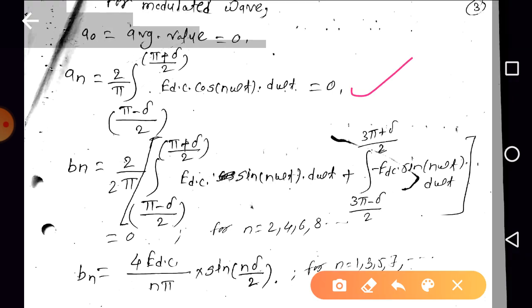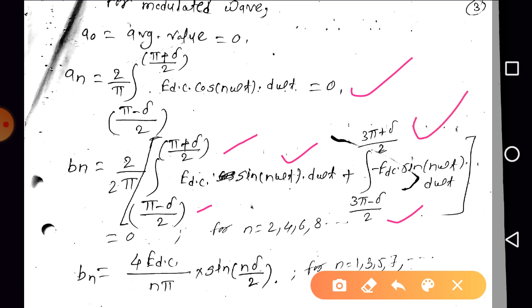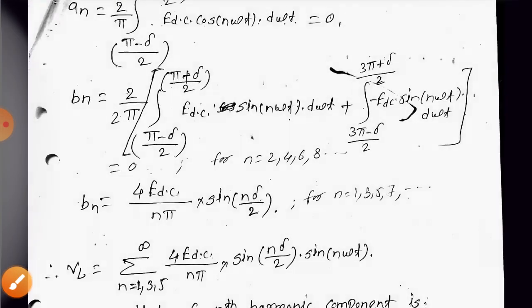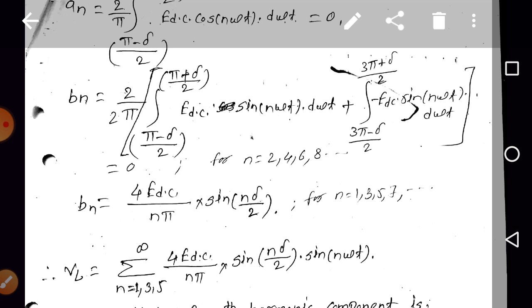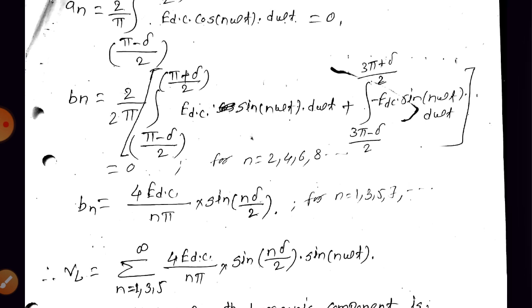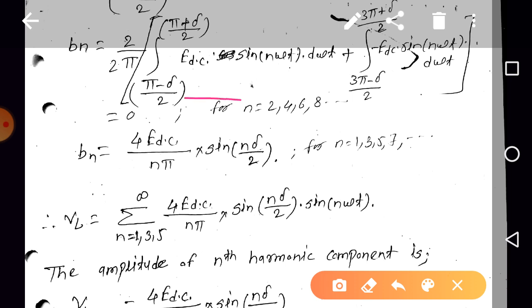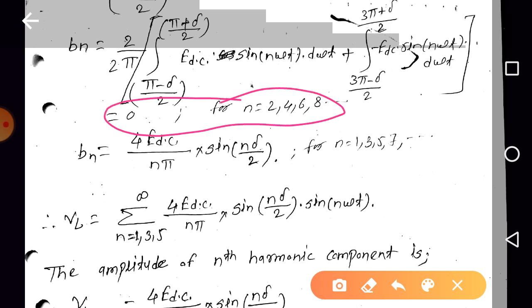We can write it as 2 by T, or 2 by 2π, integration from π/2 − δ/2 to π/2 + δ/2 of E_DC into sin(nωt) d(ωt), plus integration from 3π/2 − δ/2 to 3π/2 + δ/2 of −E_DC into sin(nωt) d(ωt), right? So from this, after simplifying it, we can write Bn = 0. Very important: Bn = 0 for n = 2, 4, 6, 8. If you simplify it, you will get the final expression. Bn = 0 for n = 2, 4, 6, 8 up to infinity, right?